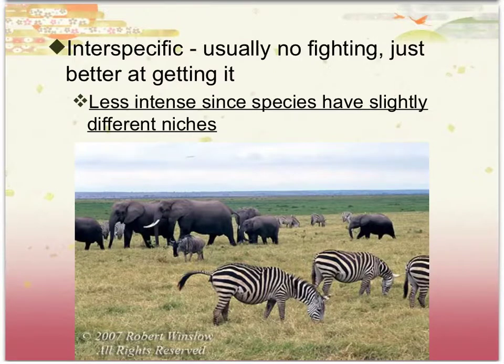All right, interspecific competition usually doesn't involve fighting. It's just a matter of getting better at getting the resource than the other. So these zebras and the elephants here are both foraging, but since they are different species, they often have slightly different niches, which means less fighting for that specific resource.